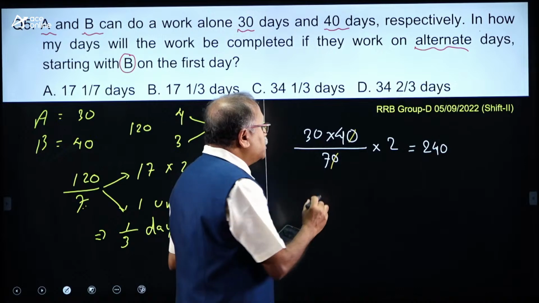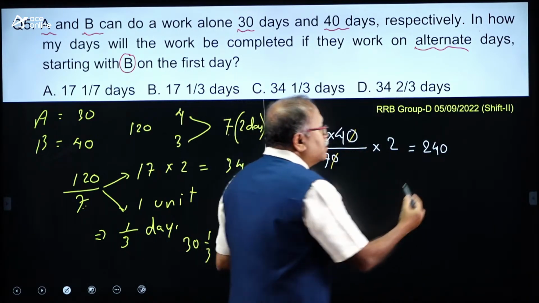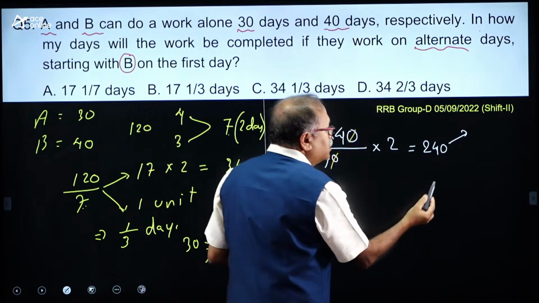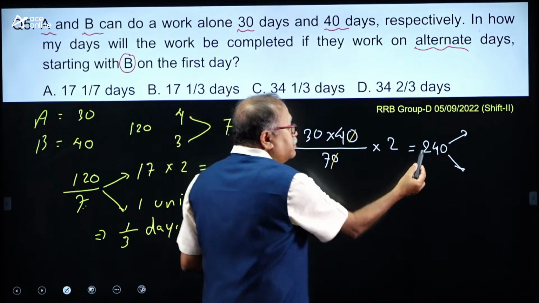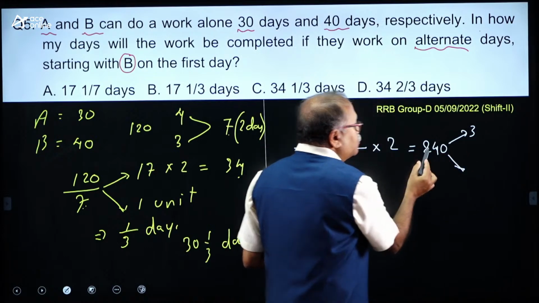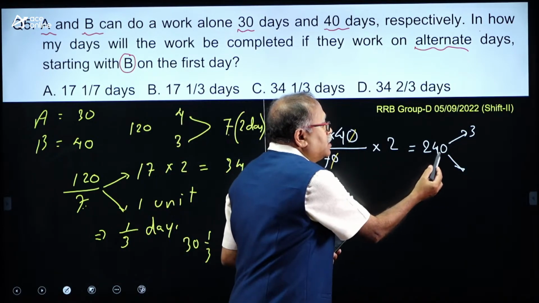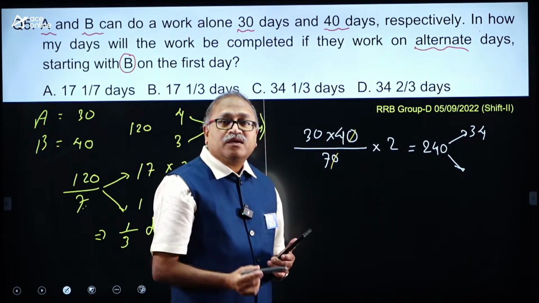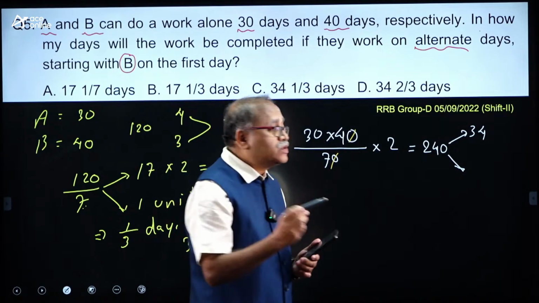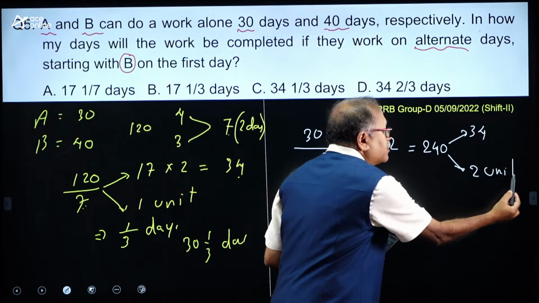Now this 240 when directly divided by 7, what will be my quotient and what will be my remainder? When I divide by 7, we have already seen 7 3s are 21. How much is left? 30. 7 4s are 28. So what is my remainder? Remainder is 2. So 2 units are left.